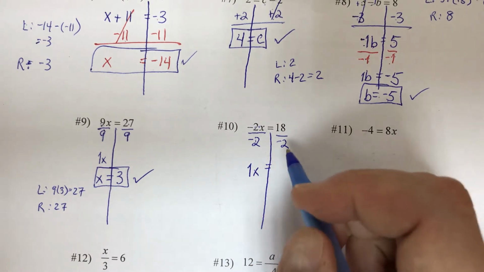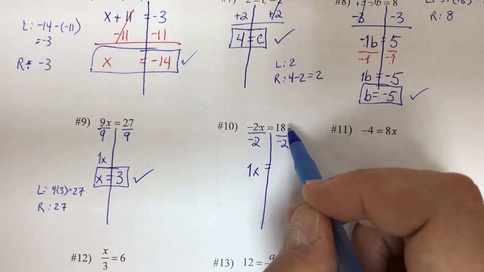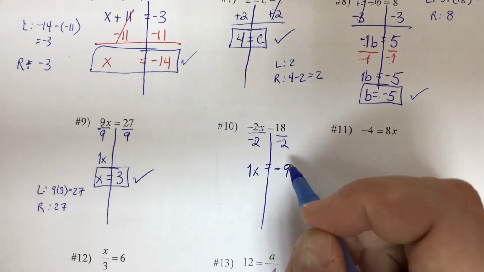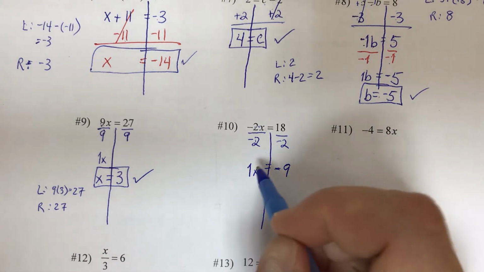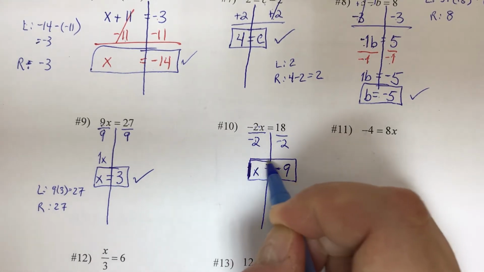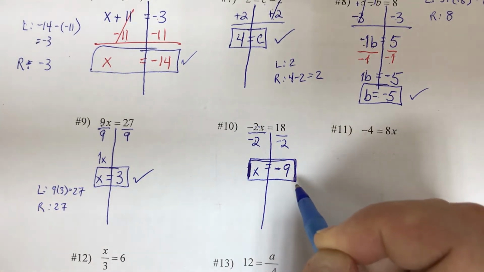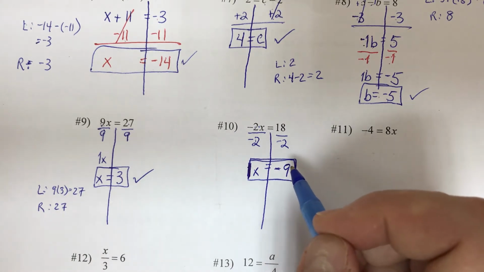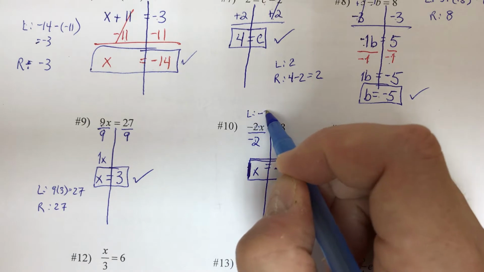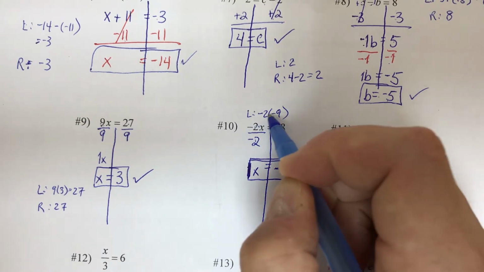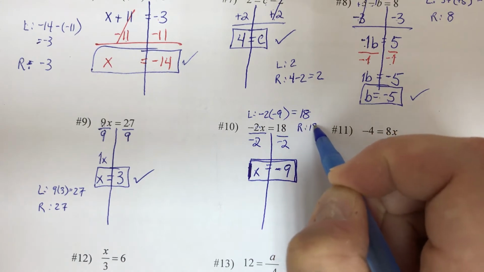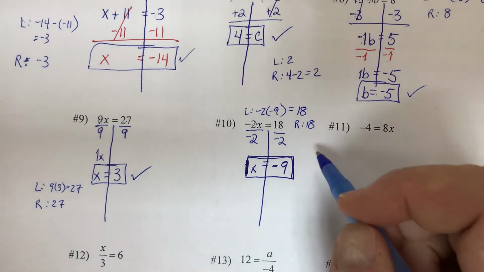So 1x equals, now careful here though, positive divided by negative is a negative 9. So again, I don't need the 1. I'll actually just make that part of my solution box. X equals negative 9. And if you're checking, it would be negative 2 times x. A negative times a negative, that would be positive 18. The right-hand value is also 18. Check.